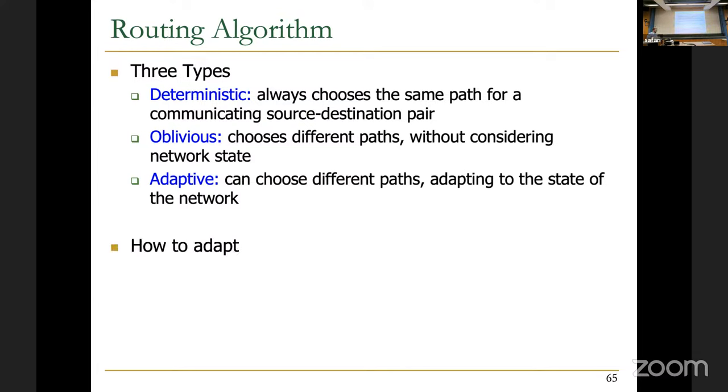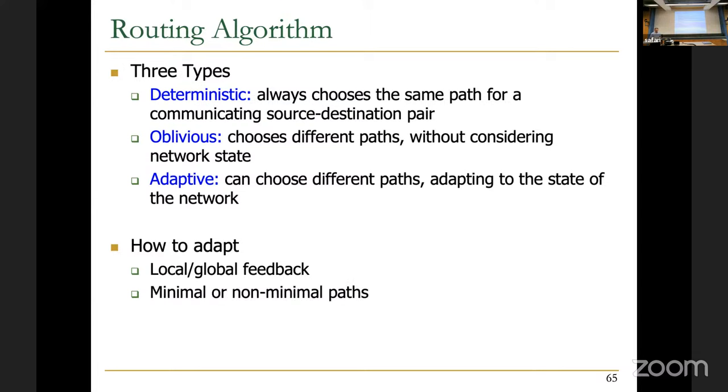Then, of course, the question is how to adapt. We need some sort of feedback in the network. We need an understanding of the congestion in the network. People have developed a lot of congestion-aware routing algorithms. How we communicate the congestion information in the network could be local or global. There are some works that combine global and local congestion information and make decisions based on that. So this is quite important. Also important is using minimal or non-minimal paths when we want to design adaptive routing.